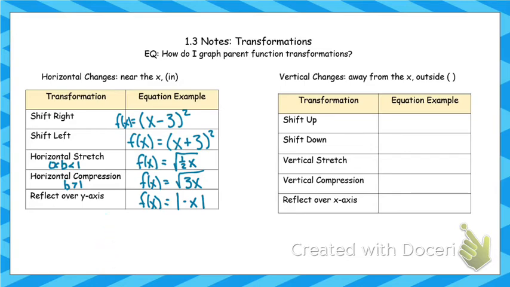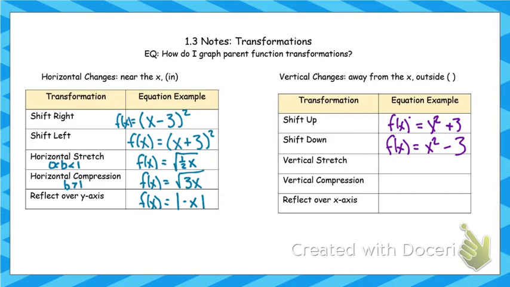All right, now let's look at our vertical changes. Our vertical changes happen away from the x or outside the parentheses. So a shift up or a shift down, it's still going to be adding, but this time it's going to be outside. So for example, I would do f of x equals x squared plus 3. So it's away from the x and it's not inside parentheses. A shift down would be f of x equals x squared minus 3.